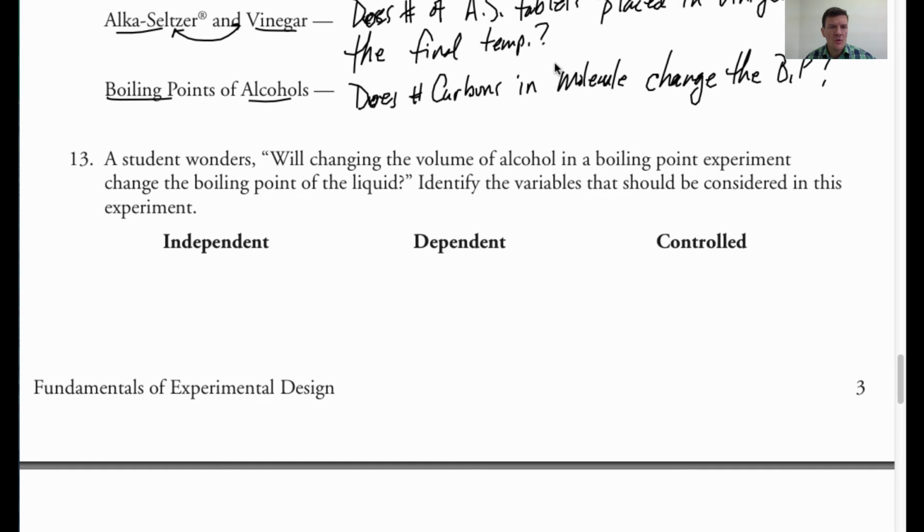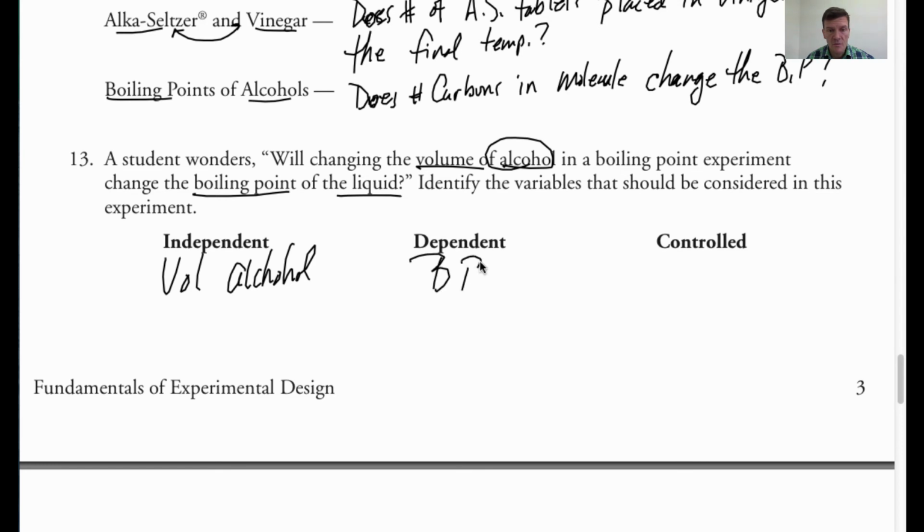Okay? A student wonders, will changing the volume of alcohol in a boiling point experiment change the boiling point of the liquid? Identify the variables that should be considered in this experiment. So now they're going to change it just a little bit. All right, so what if we have the volume of the alcohol? What if that is the thing that's changing? Is that going to affect the boiling point of the liquid? So your independent variable would be the volume, in this case, of your alcohol. The dependent is going to be, again, still the boiling point.